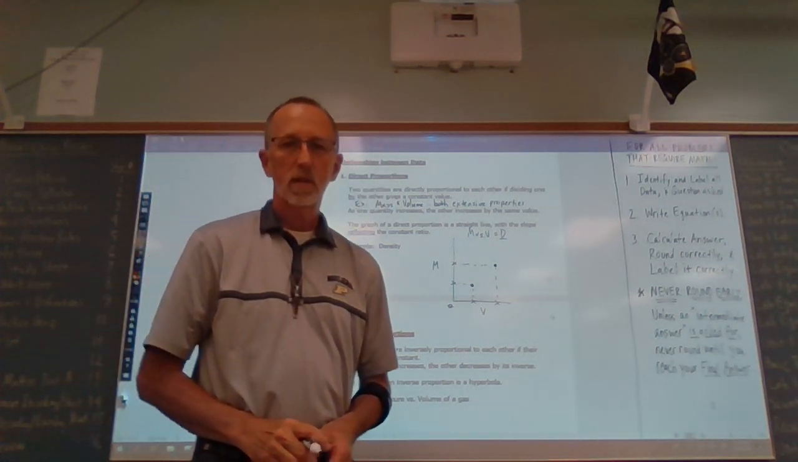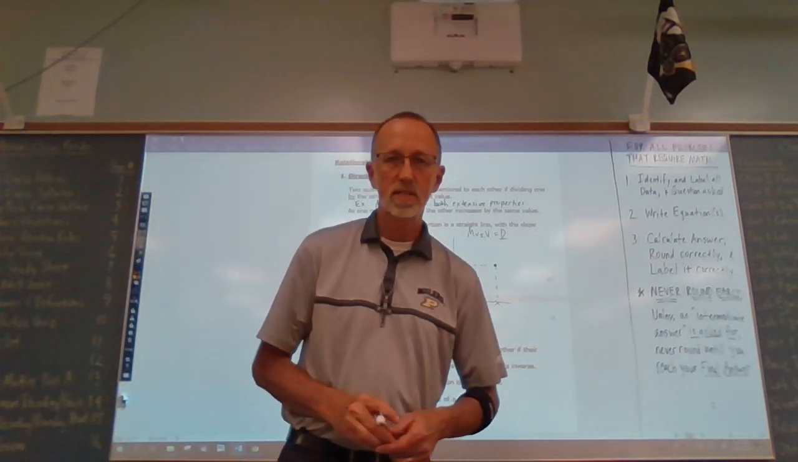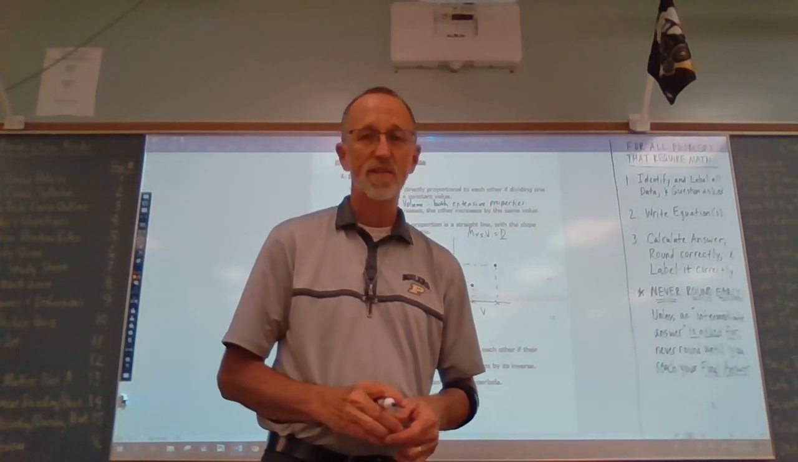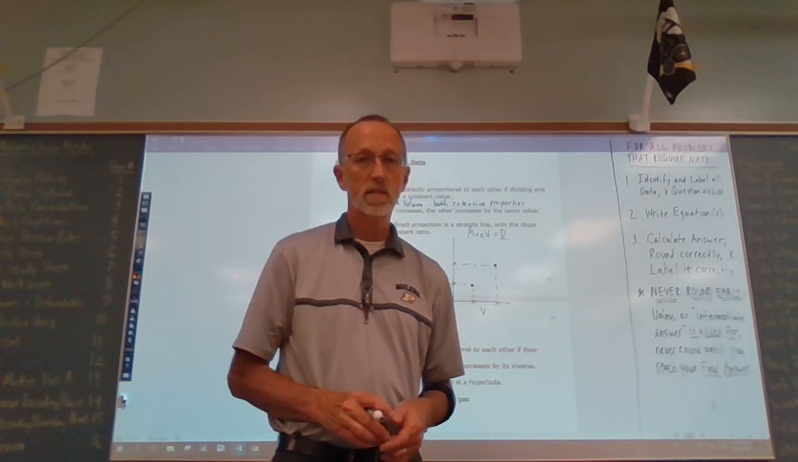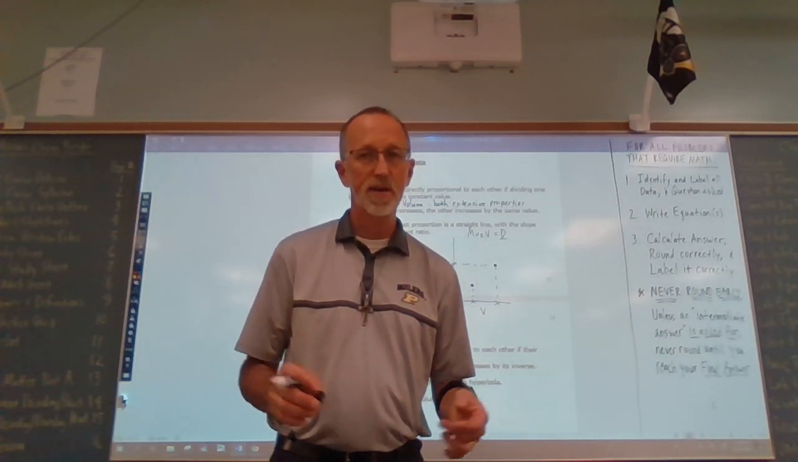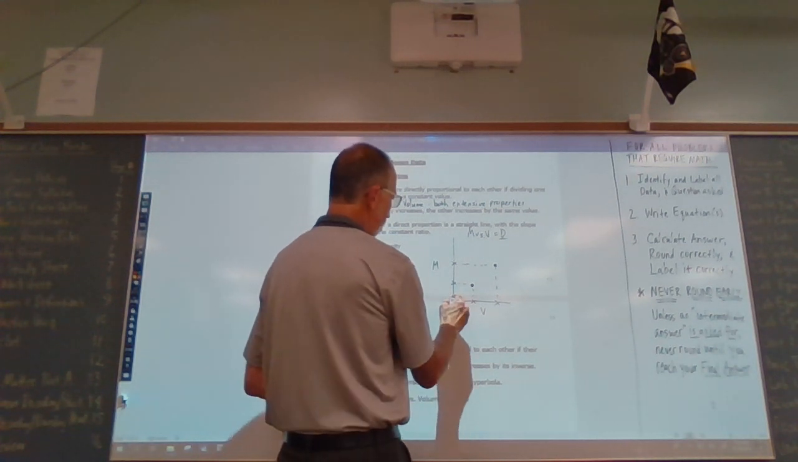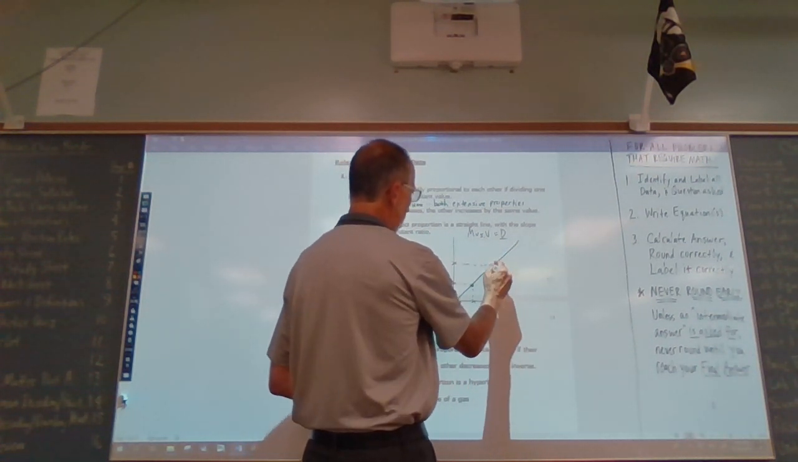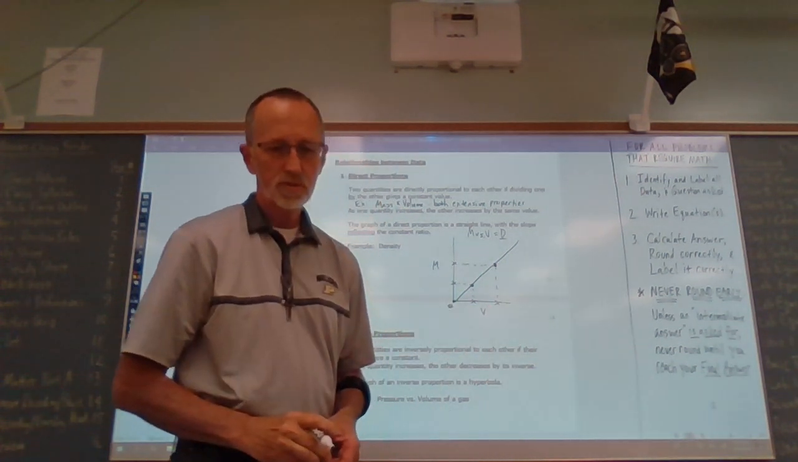Remember, the origin is a valid point on a mass versus volume data graph, as it is on many, because think about it, if you've got no mass, you've got no volume. So 0, 0 is a valid point. So there's a third point. There you go. And there's your straight line.